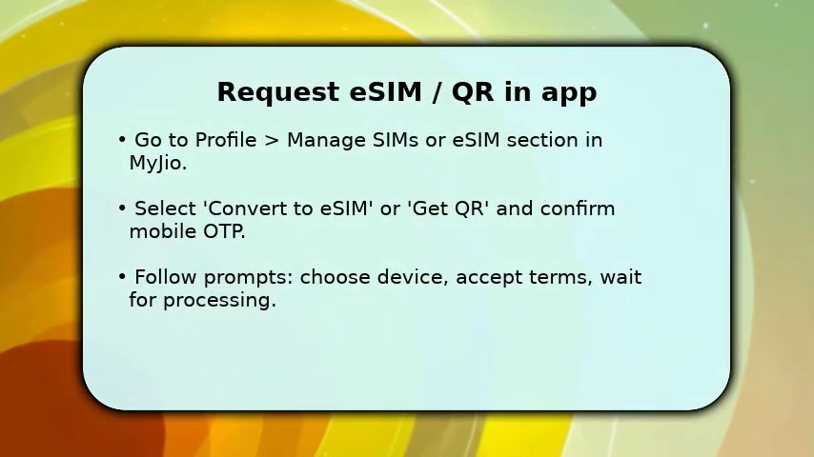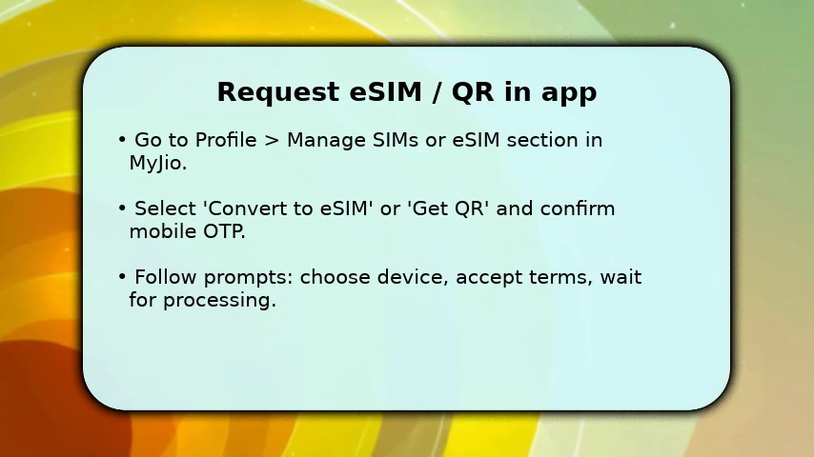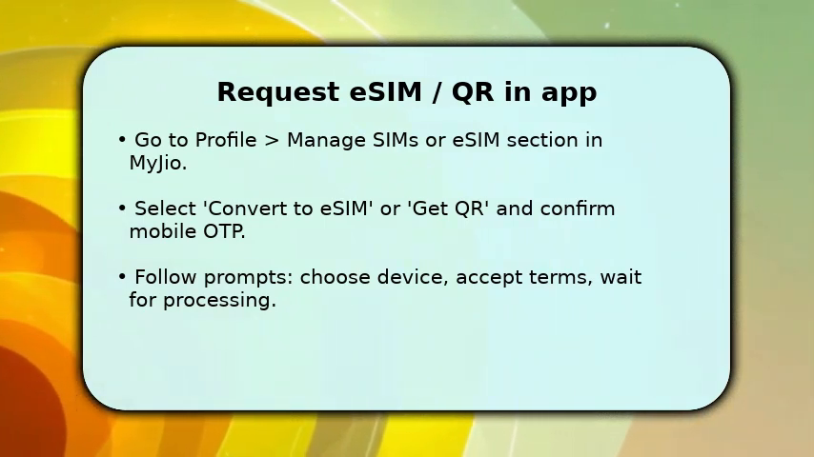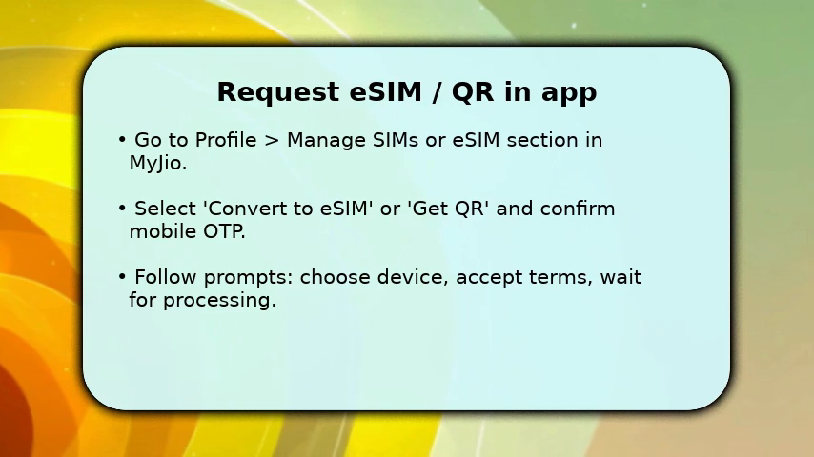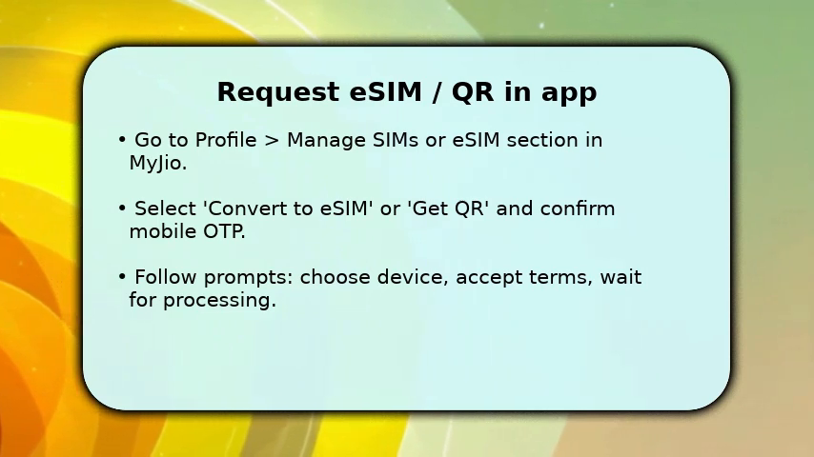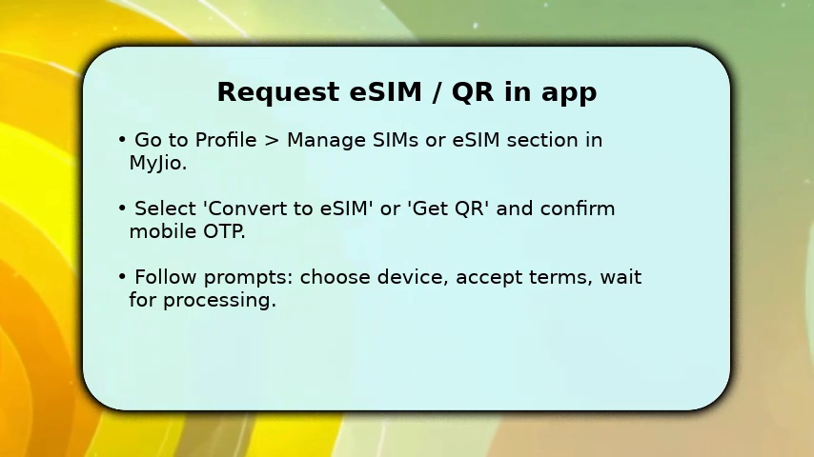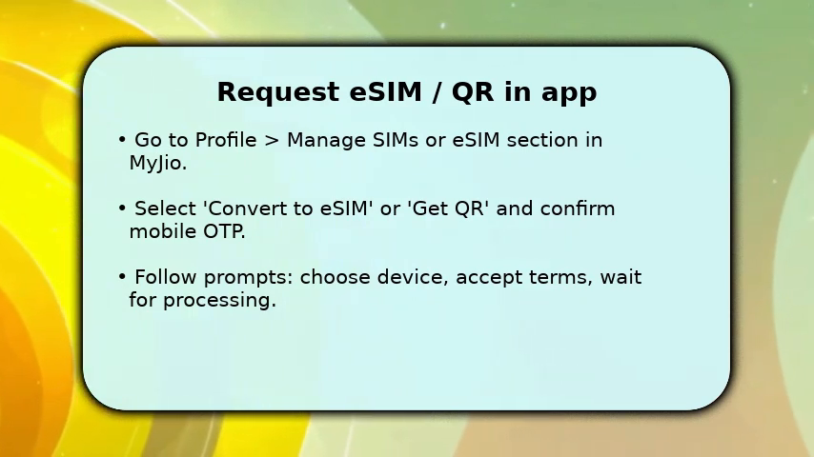Once inside Manage SIMs or the eSIM section, select the option to get an eSIM QR or to reissue SIM details. This is where you request the QR code. You will receive an OTP on your Jio number. Enter it to verify control of the line. Then choose your device type and accept the terms.